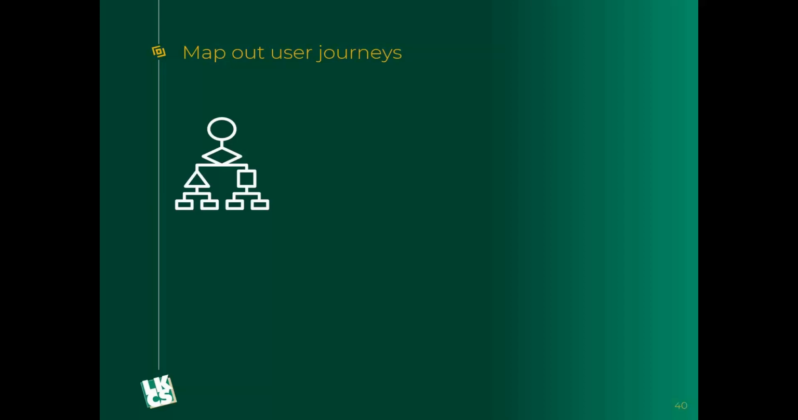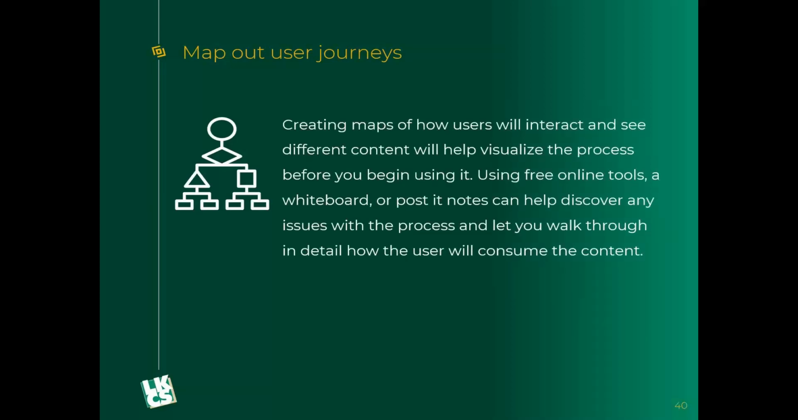Map out user journeys. Creating maps of how users will interact and see different content will help visualize the process before you begin using it. Using free online tools, a whiteboard, or post-it notes can help discover any issues with the process and let you walk through in detail how the user will consume the content.